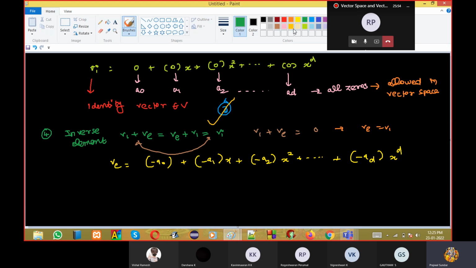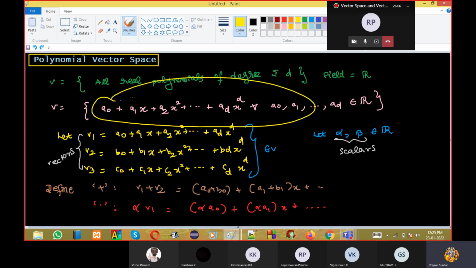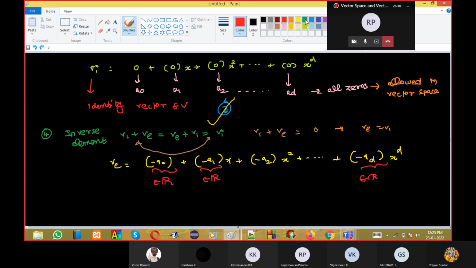Observe carefully. This also belongs to real. All are real numbers, right? So what is the condition for the element to belong to the vector space? You should have it like this, and all of the coefficients should belong to R. That condition is satisfied, right? For all elements in V, this will also belong to real. So I can say V belongs to the vector space always. So I can say the fourth condition is satisfied.